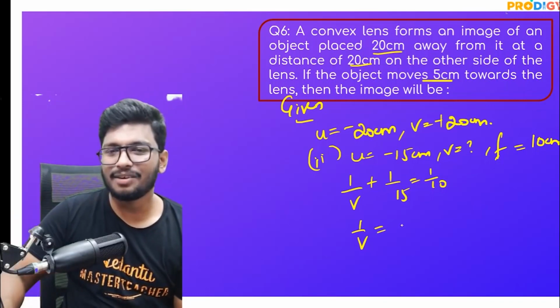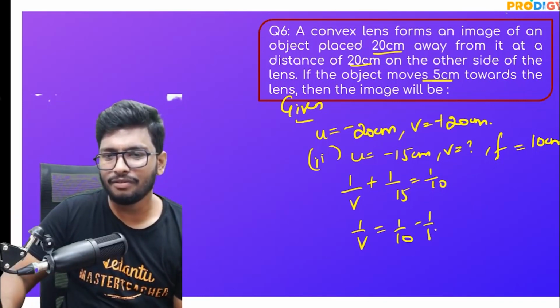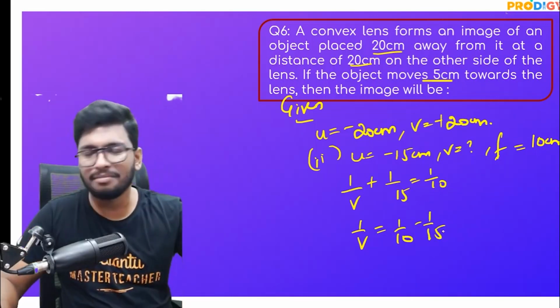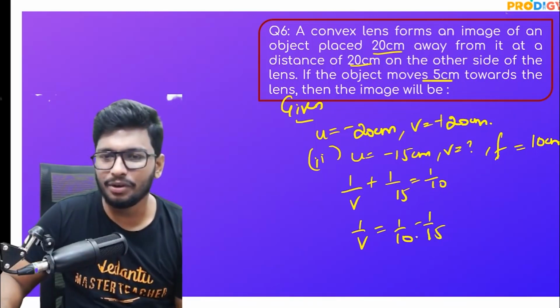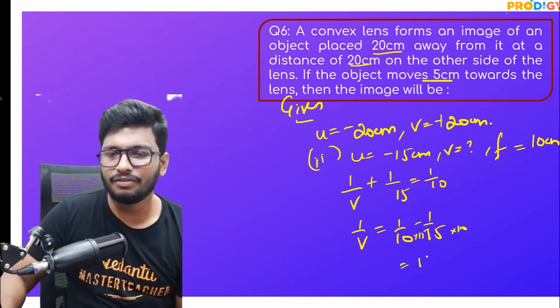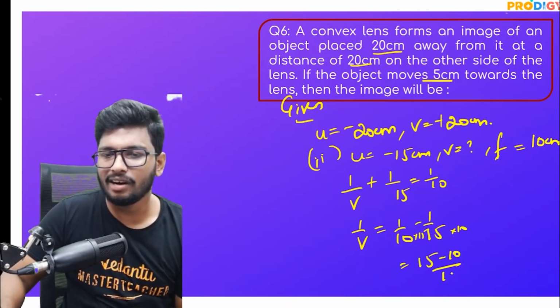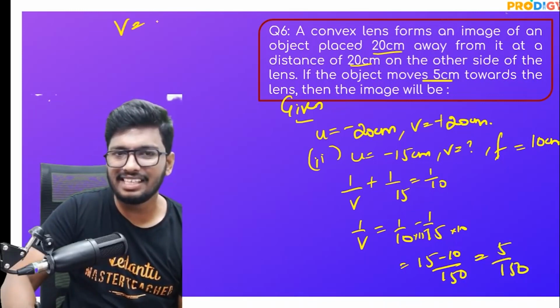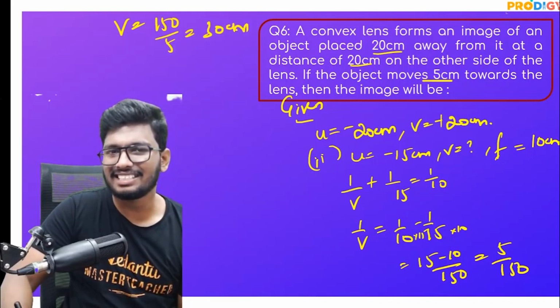So that's equal to 1 by 10 minus 1 by 15. Again, guys, you can find out the LCM or cross multiply. It's totally up to you guys. I'll just find out the LCM itself, into 10. So that's basically 15 minus 10 whole divided by 150. So that's 5 by 150. So V is equal to what? 150 divided by 5, which is nothing but 30 centimeter, right?